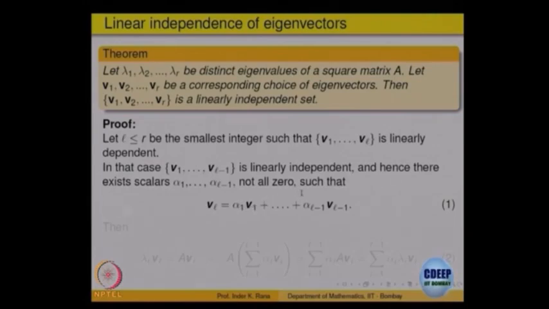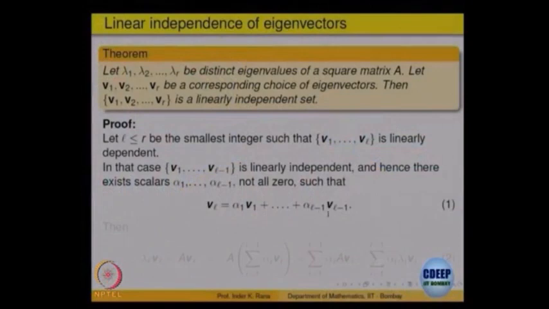Scalars not all 0, say that, this is linearly independent. So V_L must be a linear combination of the others, because V1, V2, ..., V_L is linearly dependent while V1, ..., V_{L-1} is independent. So let us write V_L equal to alpha 1 V1 plus ... plus alpha L minus 1 V_{L-1}, where not all of them can be 0, because if all of them are 0, then V_L will be 0, and that is an eigenvector.